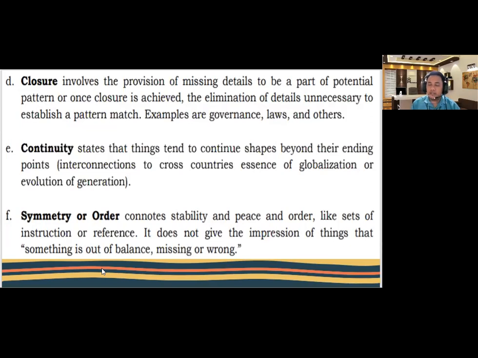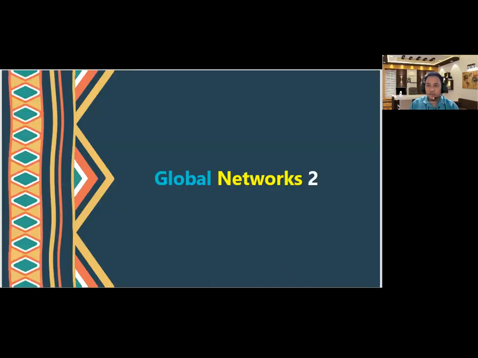Continuity, interconnections to the other countries. Then symmetry is the stability and peace and order. So meaning balance. And that's it. Hanggang dun lang muna for the global networks part 2. Yun lang naman ang sakop niya.